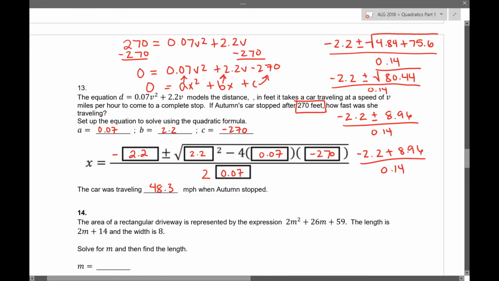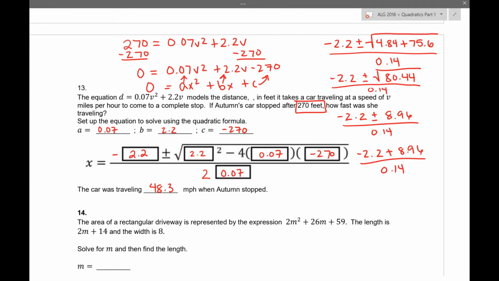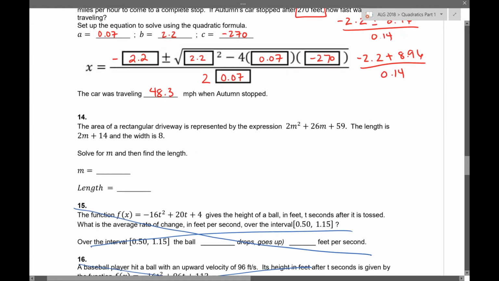Not such a difficult question. You just need to make sure you use your calculator correctly. All right, let's move on to question number 14.